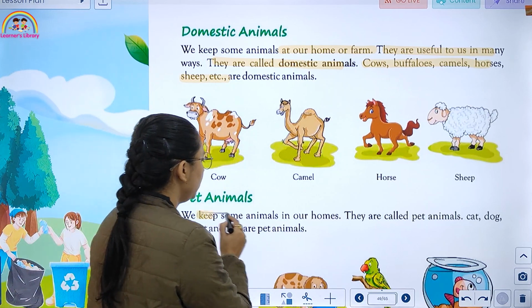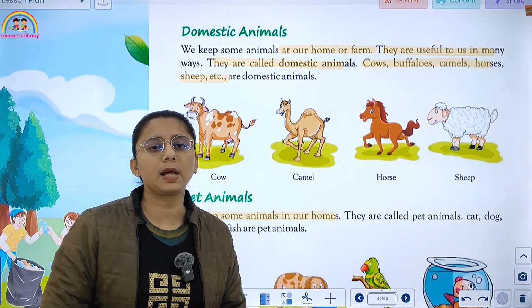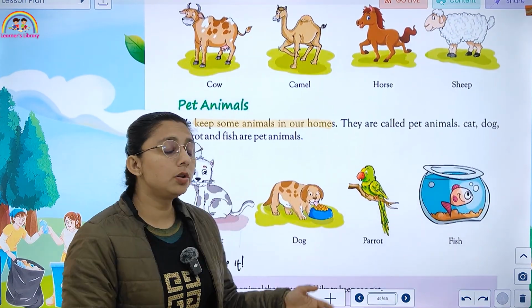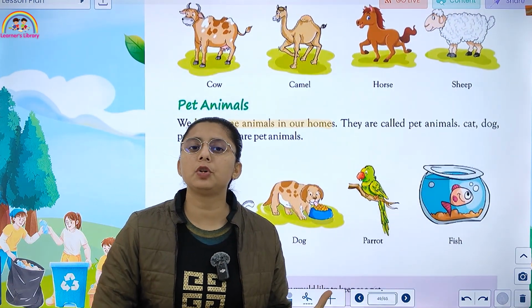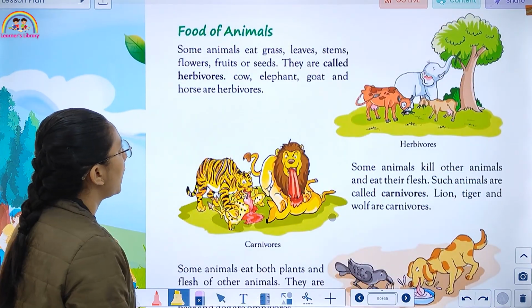Then we have pet animal. We keep some animals in our home. जिन्हें हम घर में रखते हैं, like a cat, dog, parrot, rabbit. What are these? These are pet animals. बहुत लोग देखा ना अपने घर में एक्वेरियम रखते हैं, उसमें fish होती है, so it is also a pet animal.